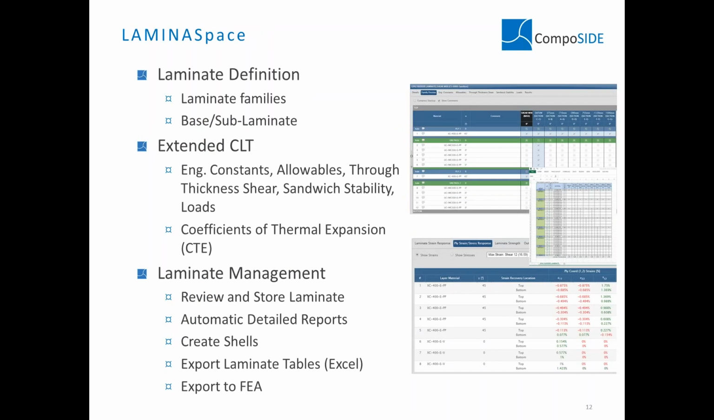Lamina space is the module dedicated to laminate definition by using extended classical laminate theory. What it allows you to do is not only to create a family of laminates, but also to create a limited number of sublaminates with unlimited plies. That would be useful, for example, if you're looking at single skin or also products with cores. Extended classical laminate theory allows you to review engineering constants, allowables, through-thickness shear, sandwich stability, perform load calculations, and also review coefficients of thermal expansion. So all the data that is basically needed to perform your hand calculation at the beginning of the project, validate some data and some assumptions before doing some more heavy modeling.